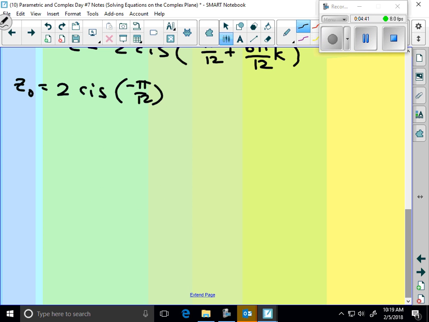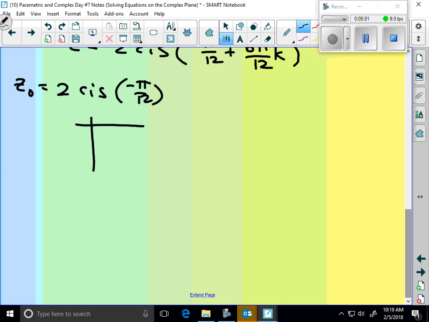Gross. Anybody know the values for x and y for the angle pi over 12? Neither do I, off the top of my head. Right, but we can use an identity here. Let's first put this on the unit circle, so to speak, and find out where it would be.